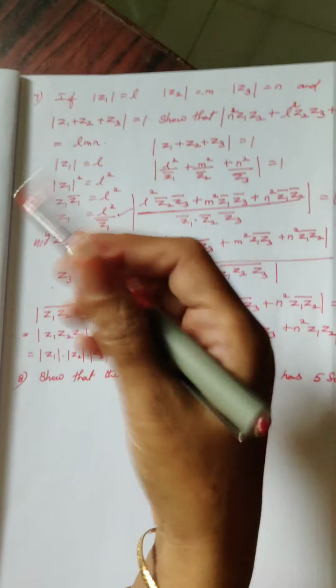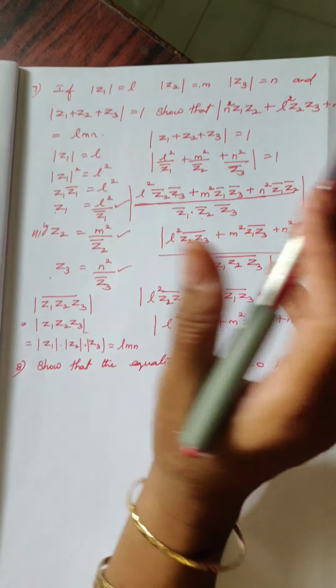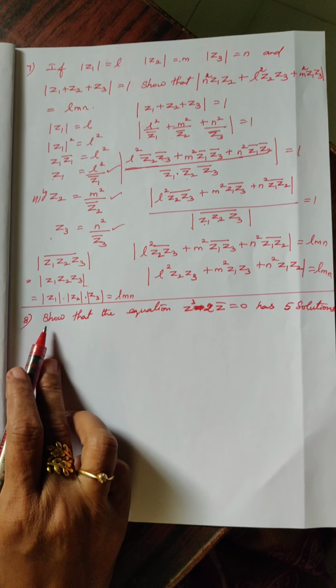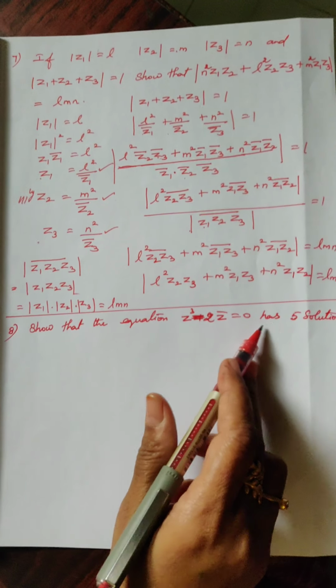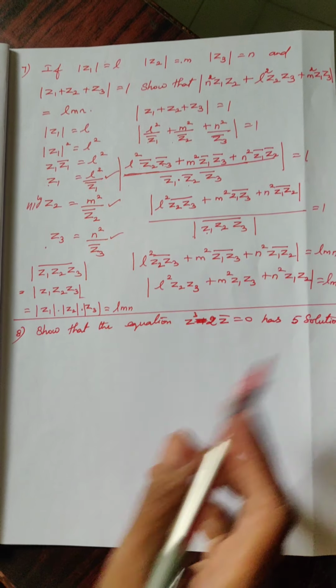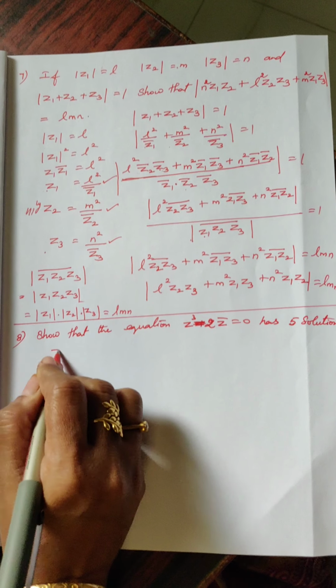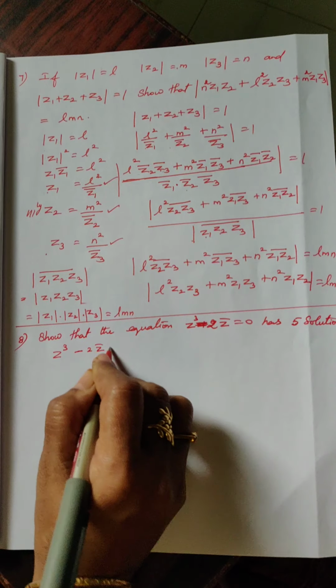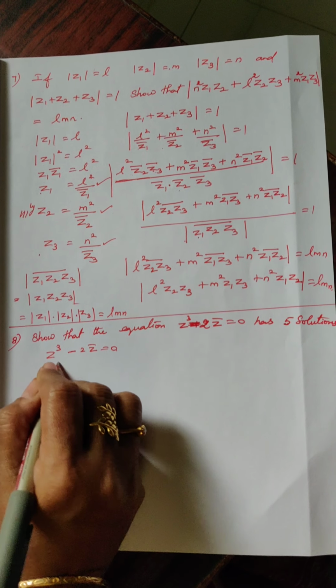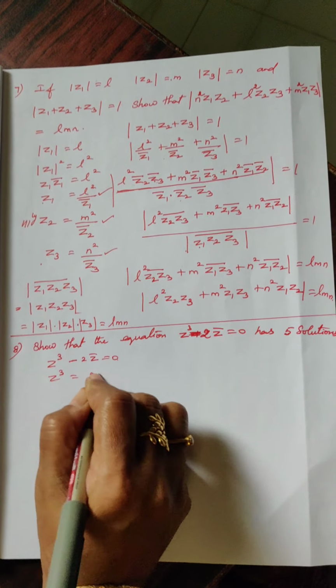This is the general result. You can do many problems and this can be applied for one more question also. Now let's see the next sum. Show that the equation z cube minus 2 z bar equal to 0 has 5 solutions. Okay, z cube minus 2 z bar equal to 0. So z cube is equal to 2 z bar.